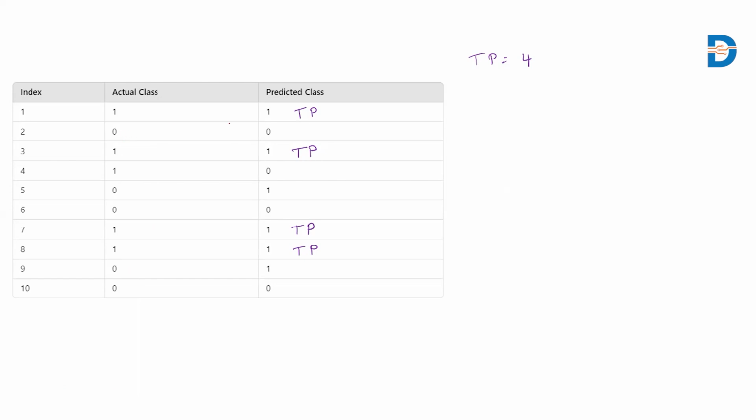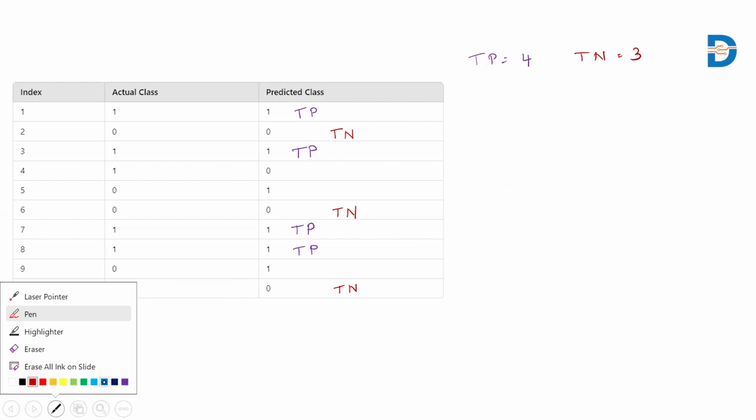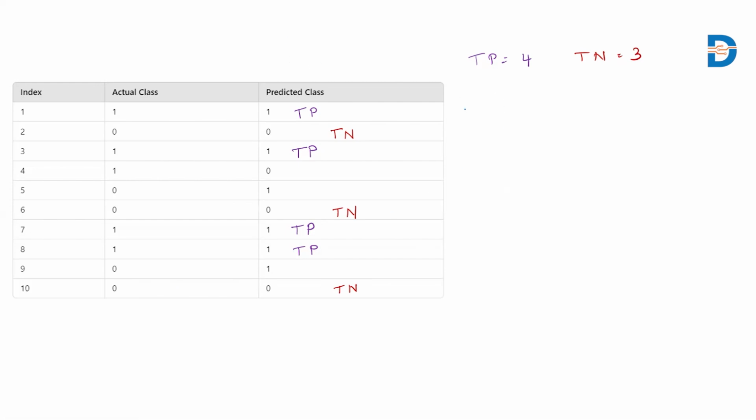Actual is 0, predicted is also 0. It's a true prediction. Since it is predicting 0, it is called a true negative. So where do we have 0 and 0? It is 0, 0, true negative, and 0 and 0, true negative. So true negatives are 3 for us, right? Like that we'll derive the other 2. Next we need to understand what is false negative and one more is false positive.